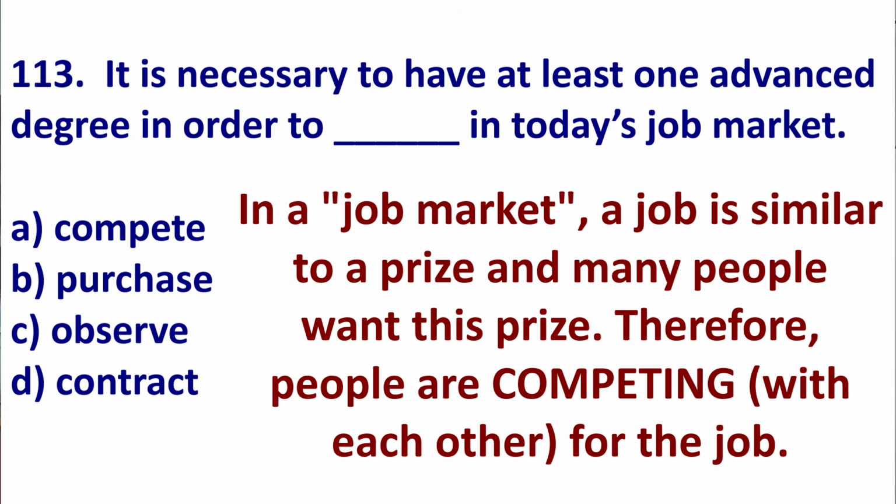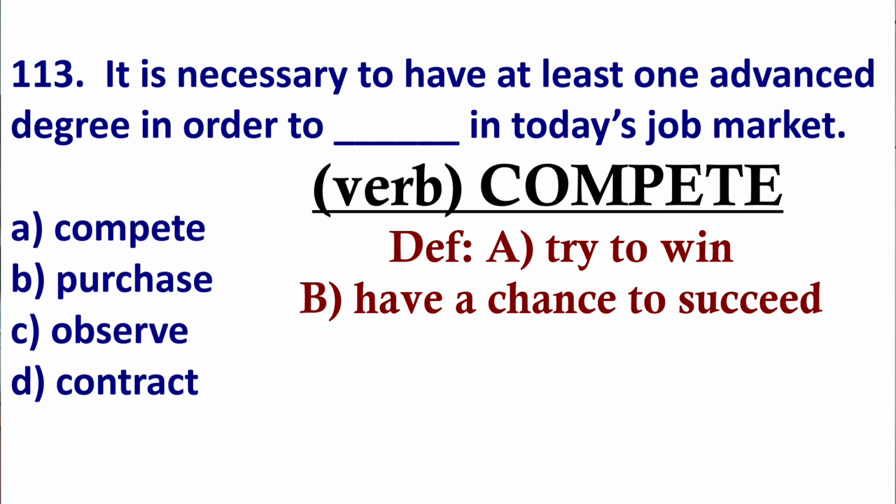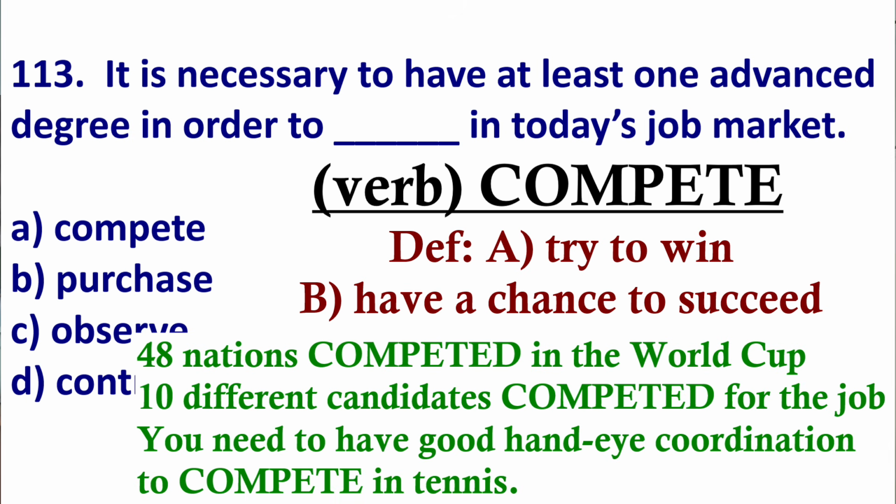So in a job market, many people want the same jobs. They are trying to get the same position. The job is like a prize or a trophy. Therefore, the people are competing with each other. The verb compete means try to win, try to do better than, have a chance to succeed. For example, 48 countries competed in the World Cup. 10 different candidates were competing for the job. You need to have good hand-eye coordination to compete in tennis.